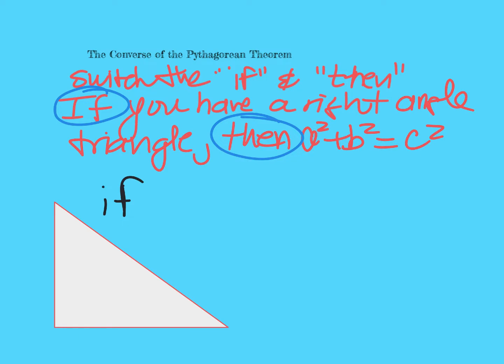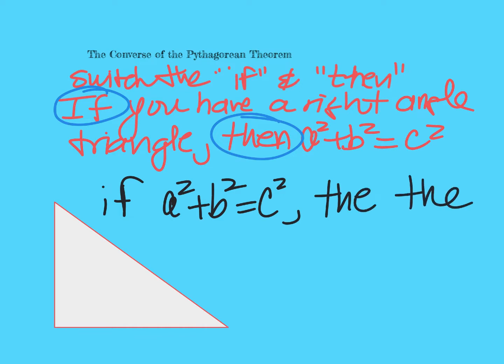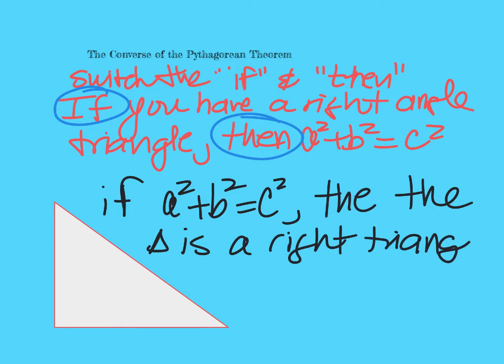If a squared plus b squared, right, the lengths of the two legs squared equals the length of the hypotenuse squared, then the triangle is a right triangle. So you see, we just switched again. We took the if and then statement, and you leave the if and then there, you just switch the meaning of both, okay?